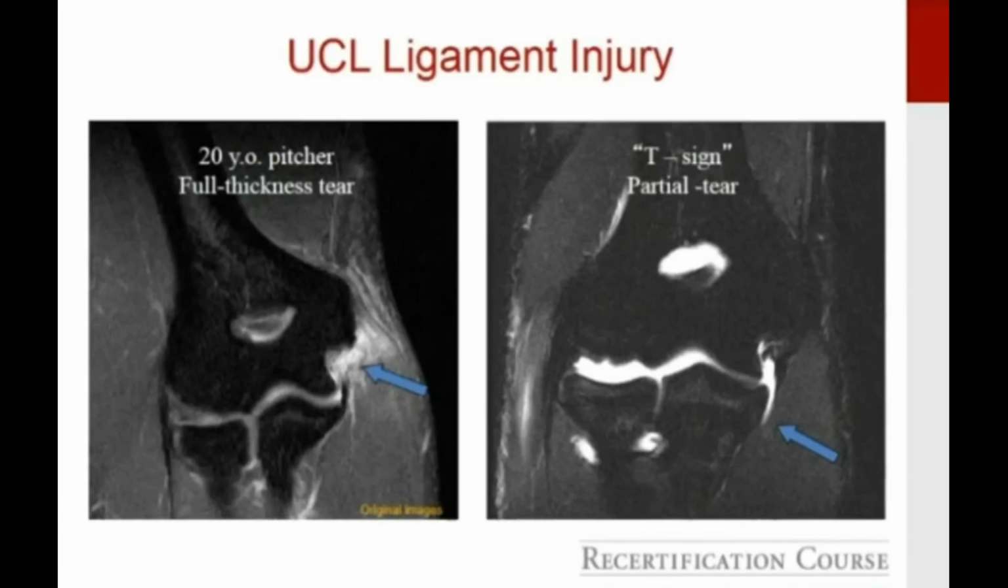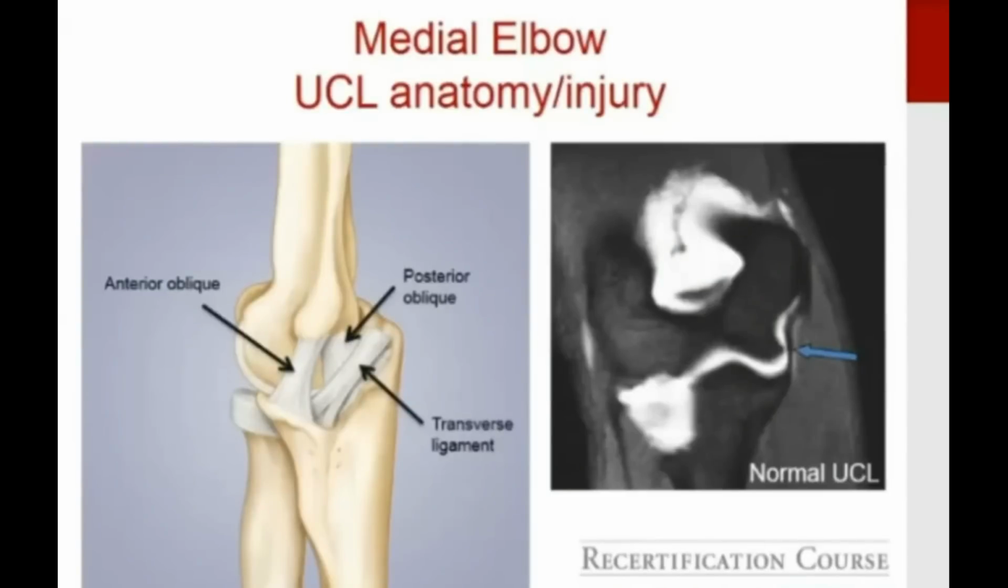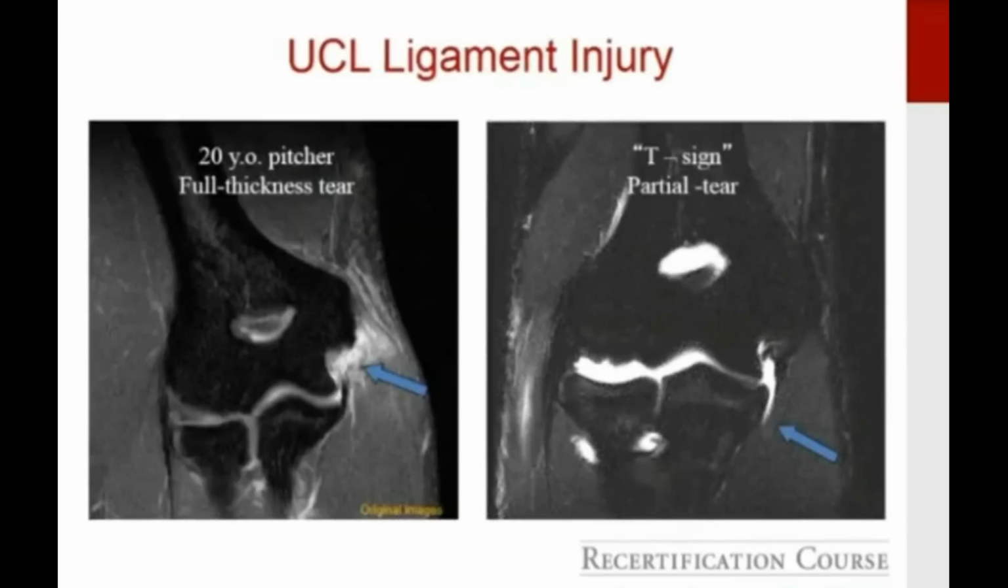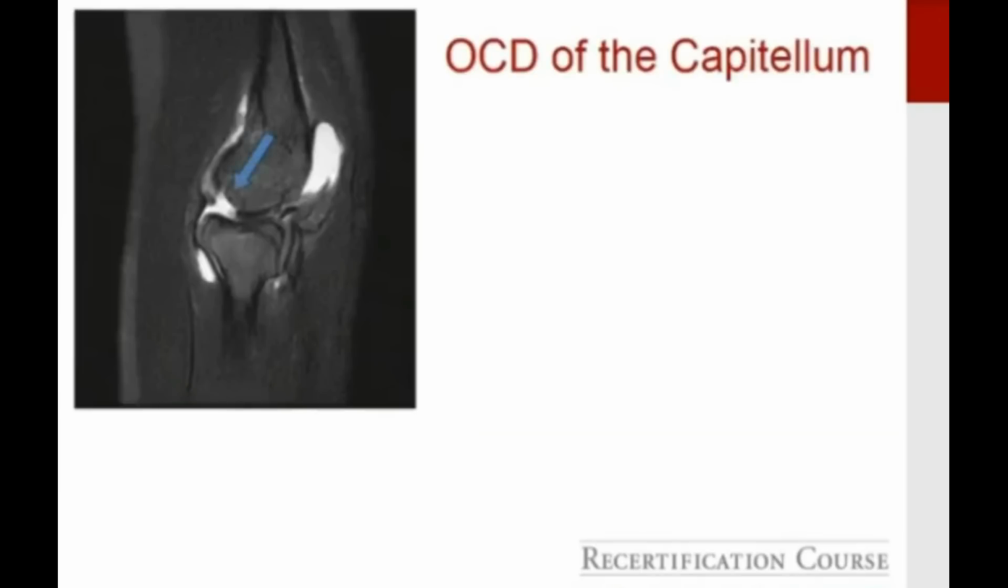If we back up here two images, we can see the distal attachment site. There's never fluid extending between the distal attachment site of the UCL and the sublime tubercle. On this particular image where you see this fluid tracking deep, this represents a partial thickness tear, and this is an incompetent ulnar collateral ligament that would need to be reconstructed. So this is referred to as the T sign of the partial thickness tear.